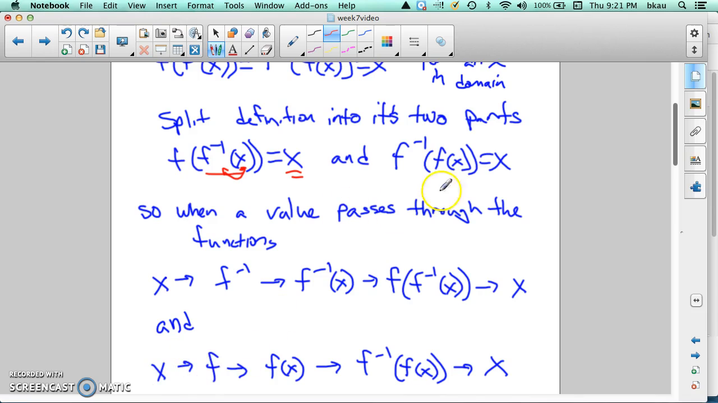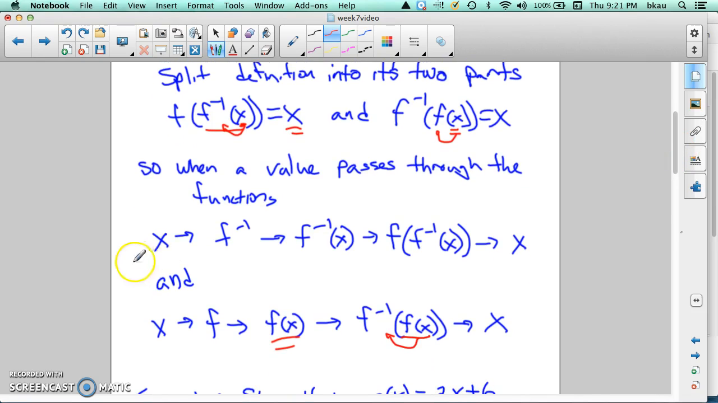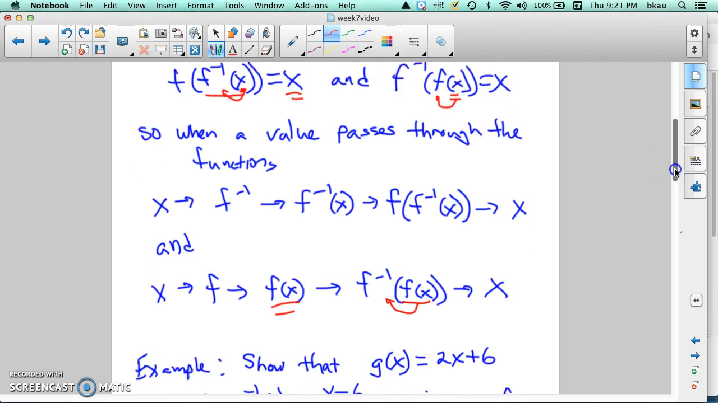The second definition does the same thing, or similarly. We start with that x value right here. We plug it into f, we get f of x. We take f of x and plug it into the inverse, and we get the answer x back. So that's what happens when we pass the value through. We plug it into the inverse, we get an answer, we plug that answer into the function and we get x, and vice versa.